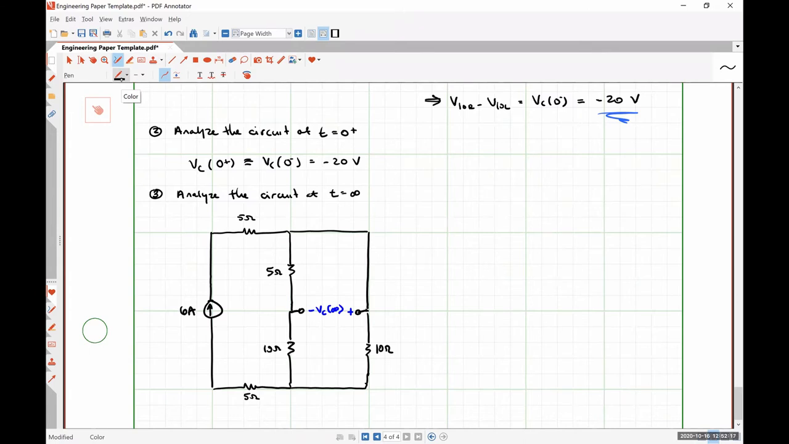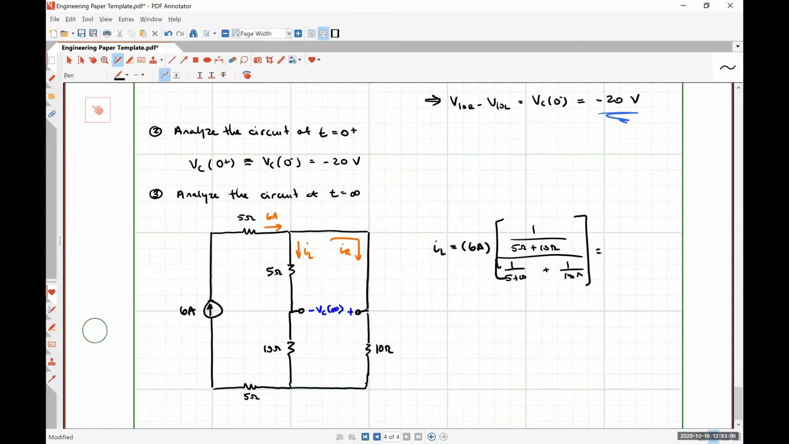We can approach this problem in the exact same way that we approached it in step one, because the difference is very minimal. So we know that 6 amps is flowing in. Let's call this guy IL and this guy IR. Using current division, IL is going to be 6 amps times 1 over 5 plus 10, divided by 1 over 5 plus 10 plus just 1 over 10 this time. So that's 1 over 15 divided by 1 over 15 plus 1 over 10.